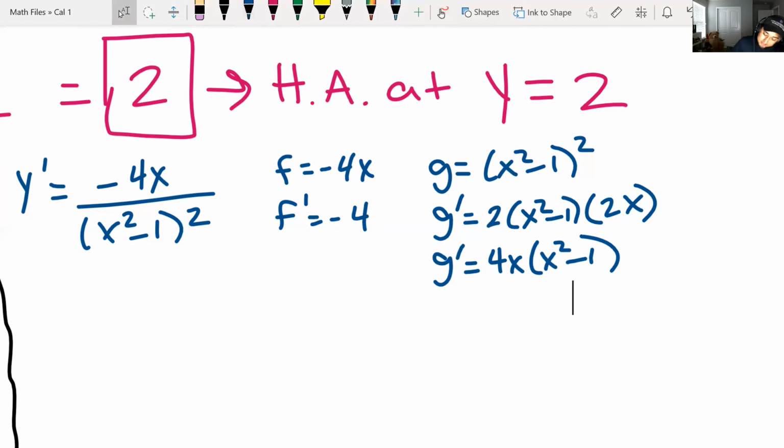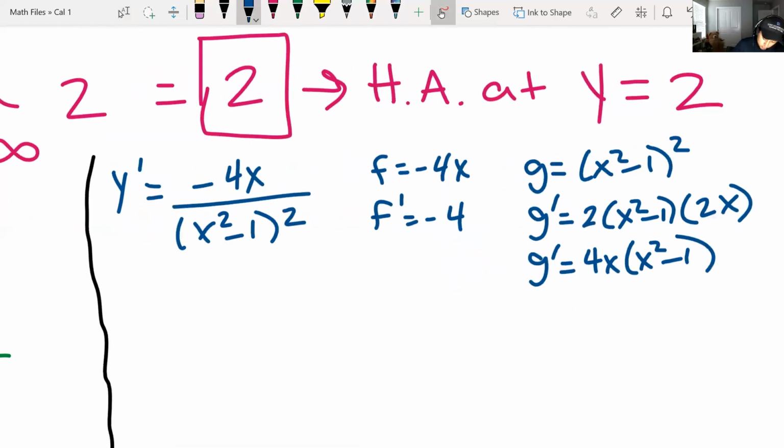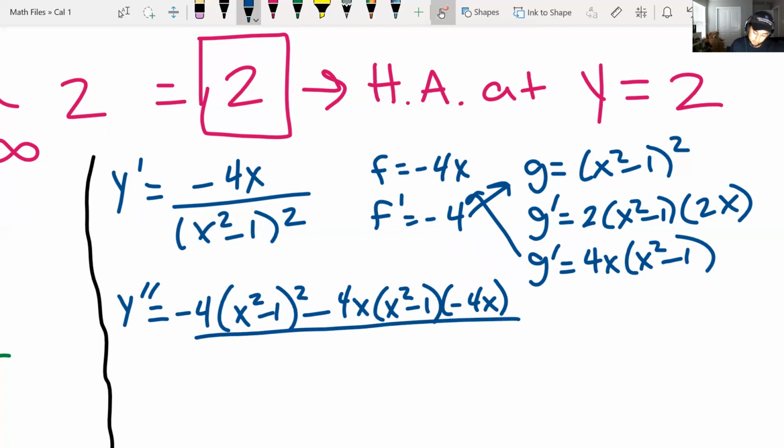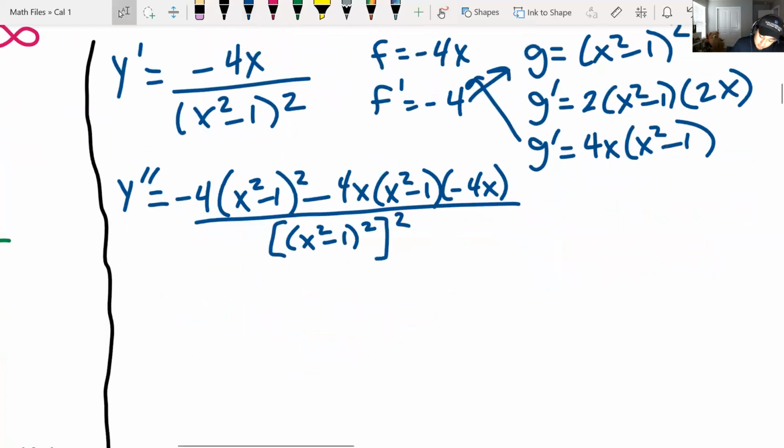Perfect. Now, let's find the second derivative, which means y double prime would be f prime g, -4 times x squared minus 1 squared, minus g prime f, 4x times x squared minus 1 times -4x, all over x squared minus 1 squared, squared. Okay. Definite cleanup.